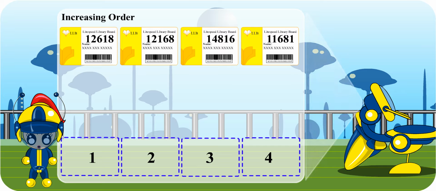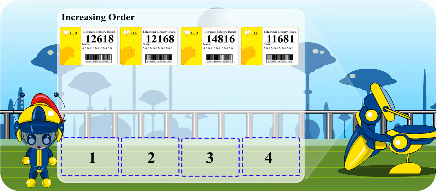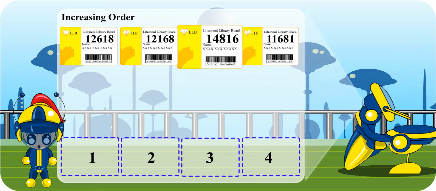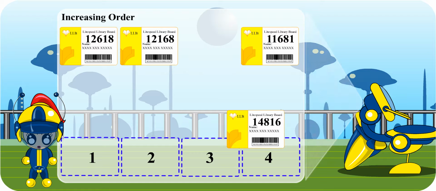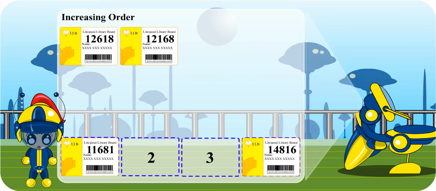Since these 4 numbers have the same 10,000s digit 1, I compare the thousands digit. There are 2 thousands in numbers 12,618 and 12,168, 4 thousands in 14,816 and 1,000 in 11,681. Obviously, 4 thousands is the largest and 1,000 is the smallest. So 14,816 is the largest number and 11,681 is the smallest number.